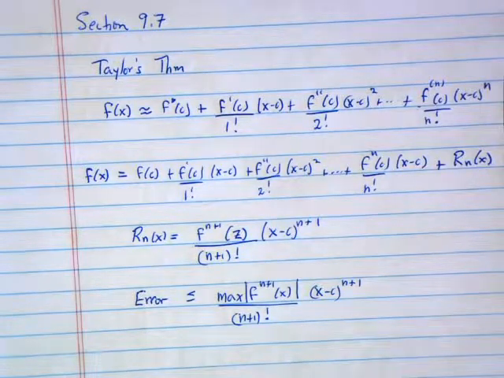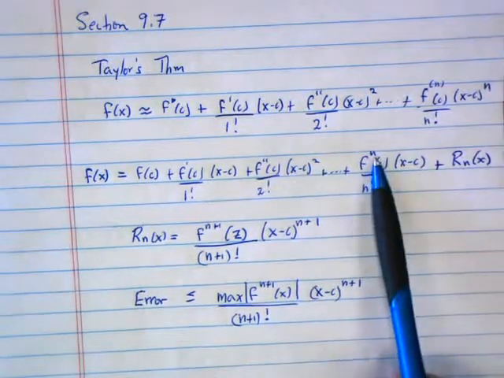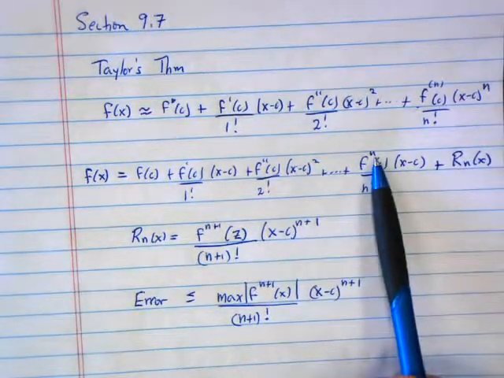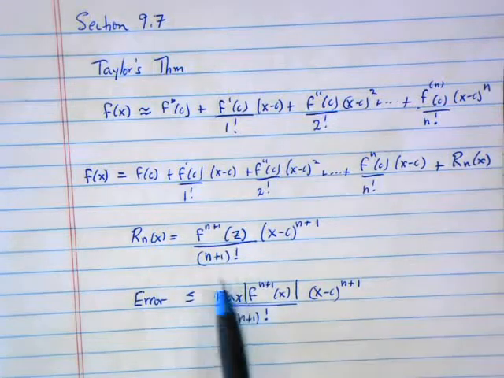It's not f of c. It's the next derivative, n plus 1. It's the maximum of the next derivative. So say we found the 4th order Taylor polynomial, it would be the maximum of the 5th derivative.